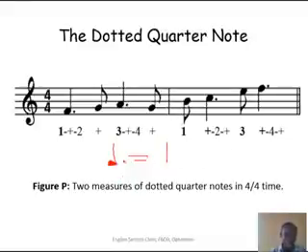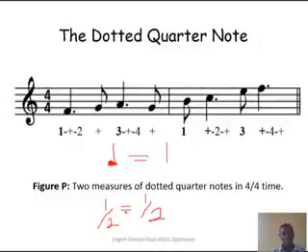Now if you dot it, you should be able to try this on your own. If you dot it, it means that you are first of all dividing the beat value, which is 1, by 2. You divide it by 2, giving you half. If you divide 1 by 2, you get half. Then you add it to the beat value.